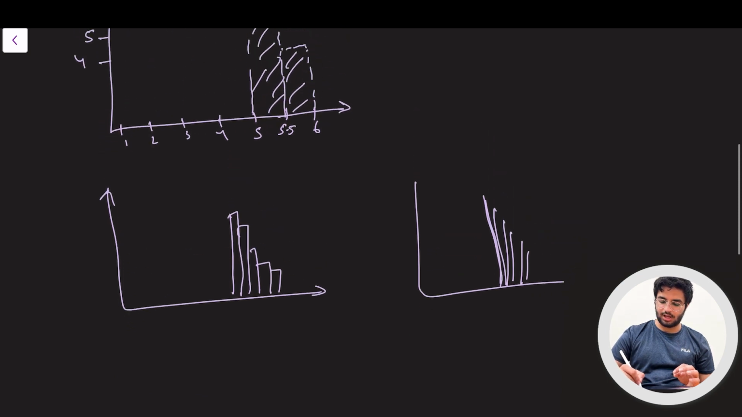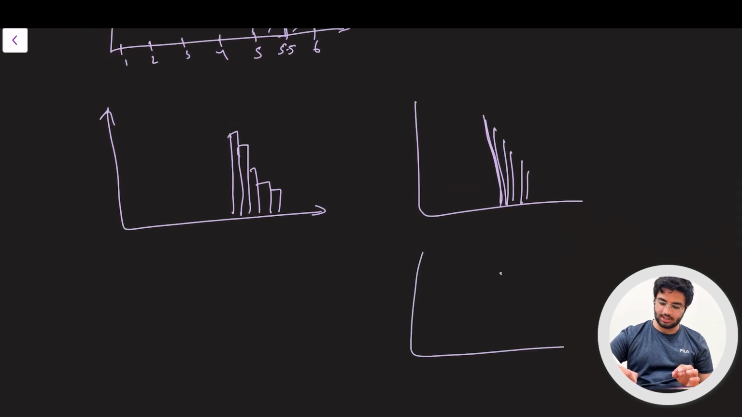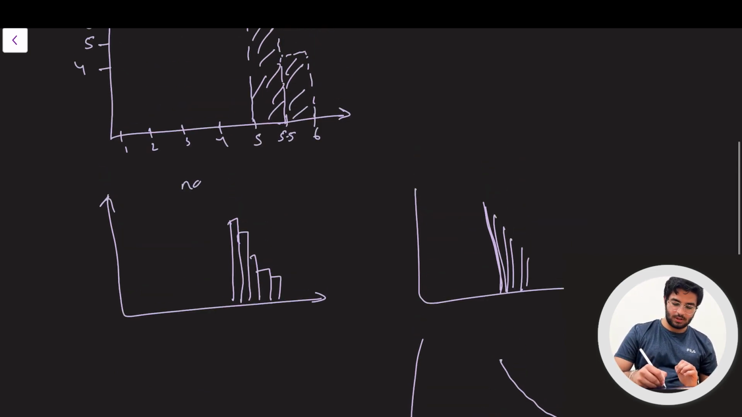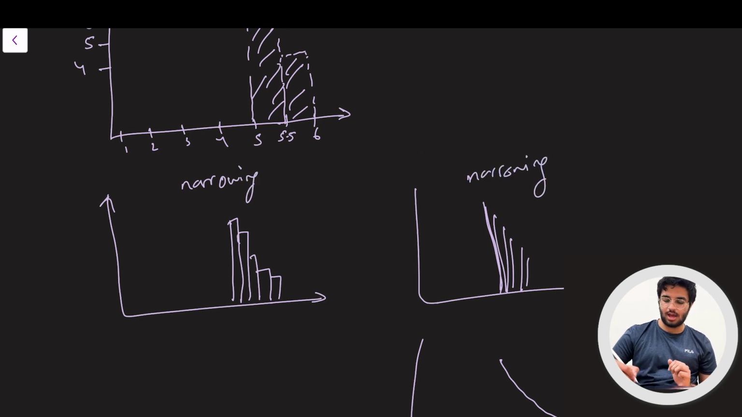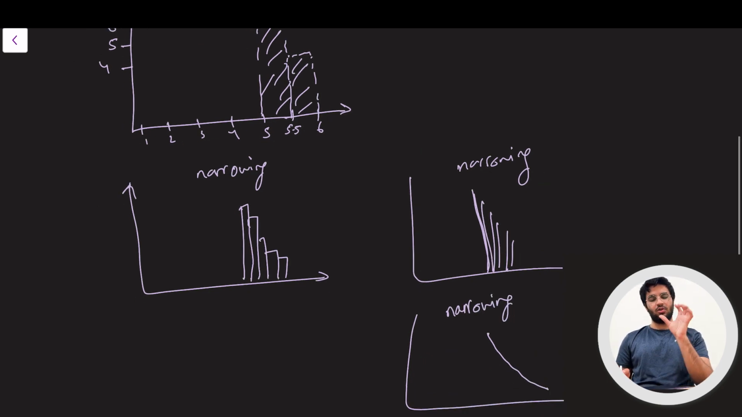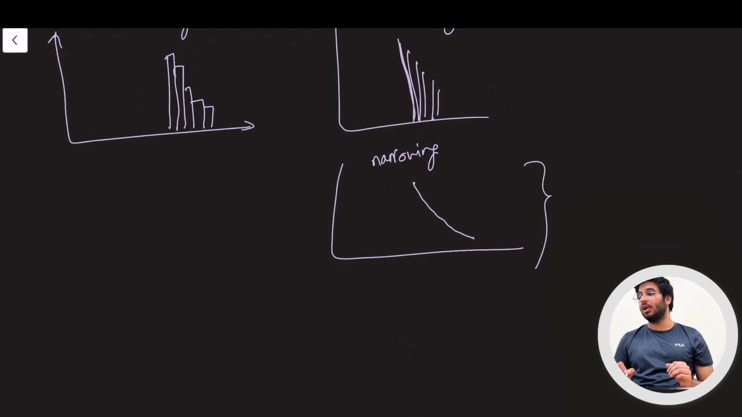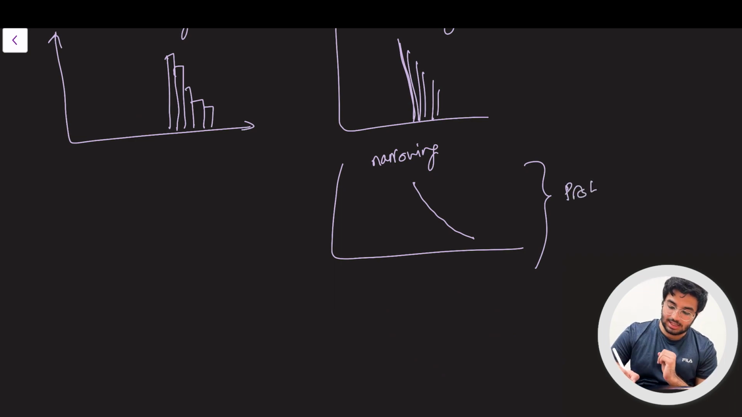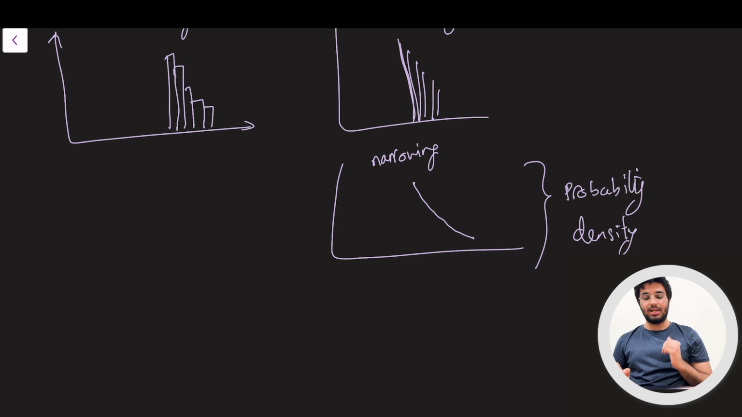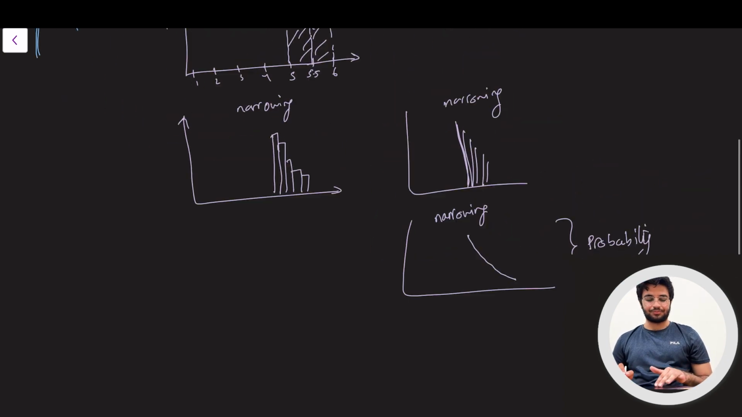If you keep doing that and you just look at the top of the things, it'll start looking like a curve, all right? So narrowing the ranges, narrowing them further, and keep narrowing them, you'll see that it starts to look like a line, all right? And this line, once it becomes a line, we call it a probability density function, okay? Very important thing, a probability density function, all right?